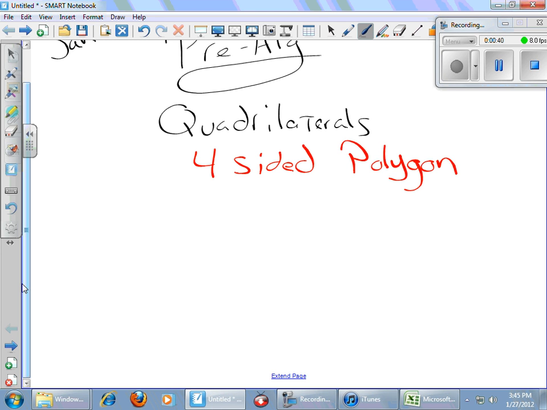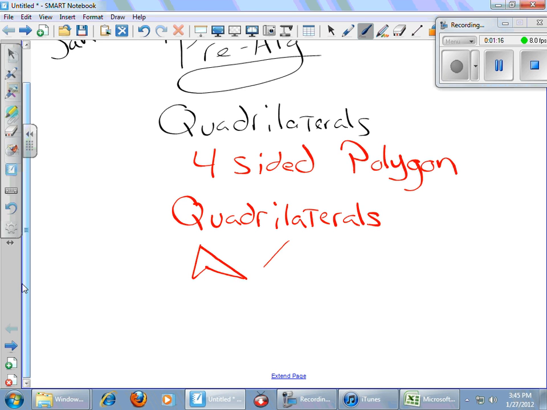So, the quadrilateral family starts with all four-sided polygons. Remember, a polygon is a closed 2D shape with three or more sides. So if we're talking about quadrilaterals, we're talking about a closed two-dimensional shape with four sides. All right? Now, they could look like this. Oops, that's not a very good one. Let me redraw that. Could look something like this. That is a quadrilateral. Okay?